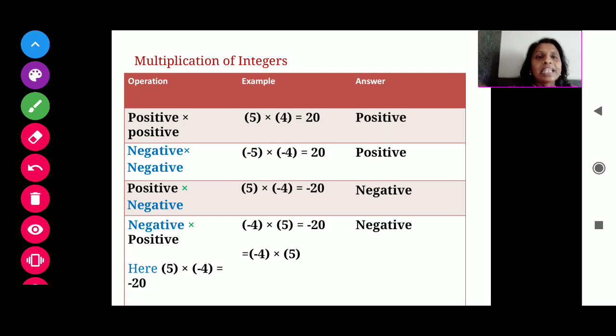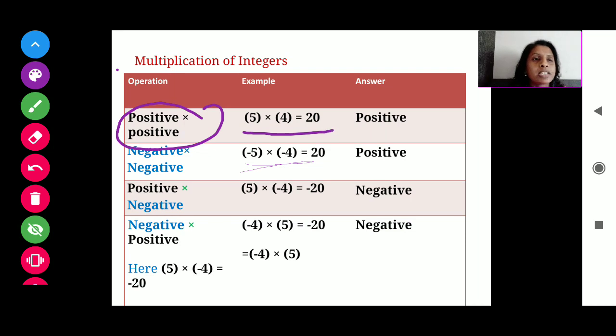Next one, multiplication of integers. Here in a table I have given you some information about multiplication of integers. So first one is positive into positive. When you multiply a positive integer with a positive integer, your answer will be a positive integer. Look here, 20. 20 is a positive integer. So when you multiply two positive integers, your answer will always be a positive integer.